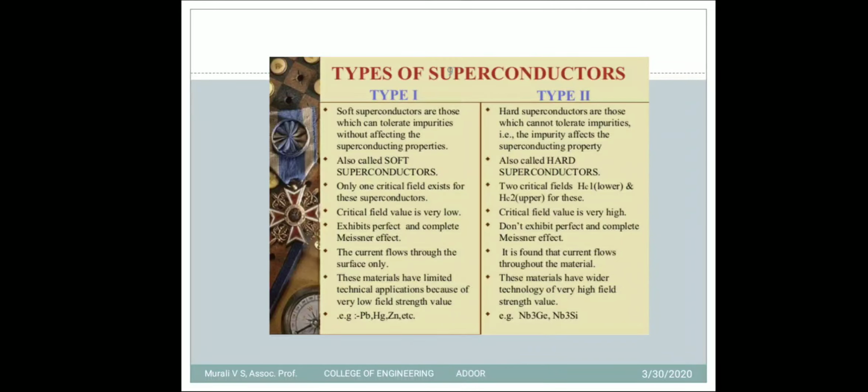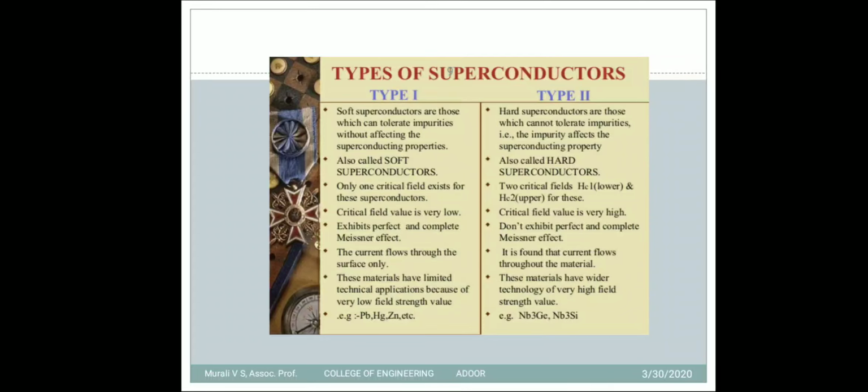Then the third point is, for a type 1 superconductor only one critical field exists, but for a type 2 superconductor there are Hc1 and Hc2, two critical fields. Hc1 is called the lower critical field and Hc2 is called the upper critical field. For type 1 superconductor the critical field required is very low, whereas type 2 superconductor can withstand a large critical field. Then type 1 superconductor exhibits perfect diamagnetism, perfect Meissner effect.